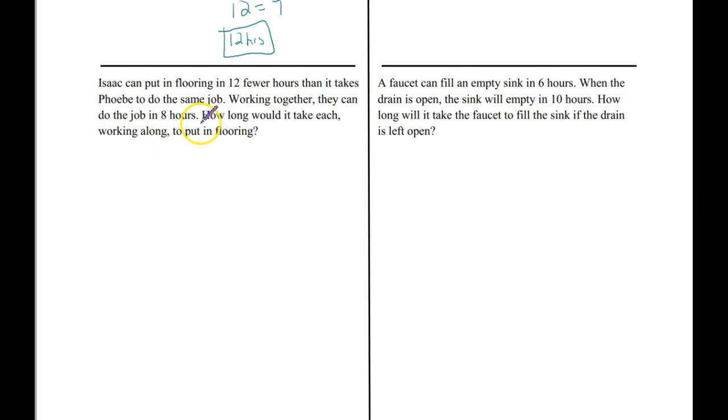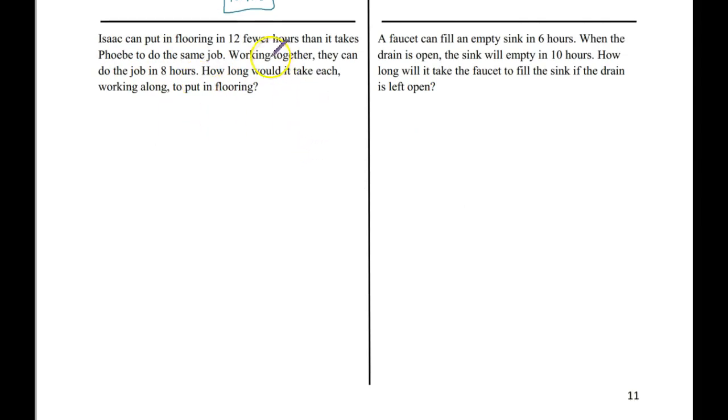Here, it says Isaac can put in flooring in 12 fewer hours than it takes Phoebe to do the same job. Working together, they can do the job in 8 hours. How long would it take each working alone, I should say alone, to put in flooring? Alright, so we've got Isaac, and we've got Phoebe, and we've got together.